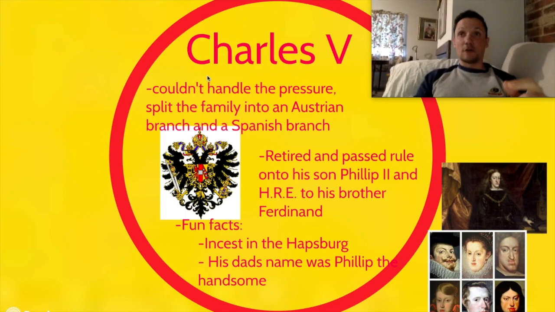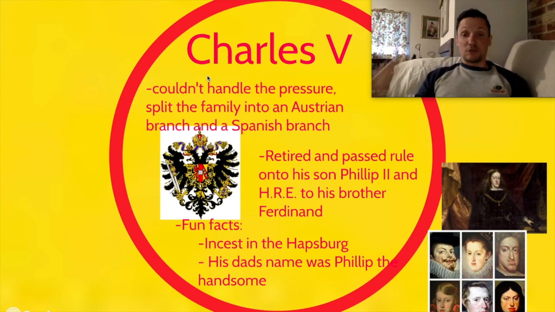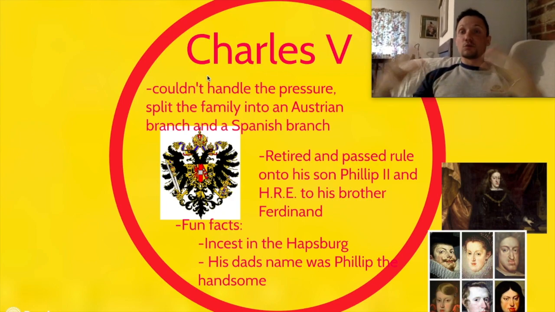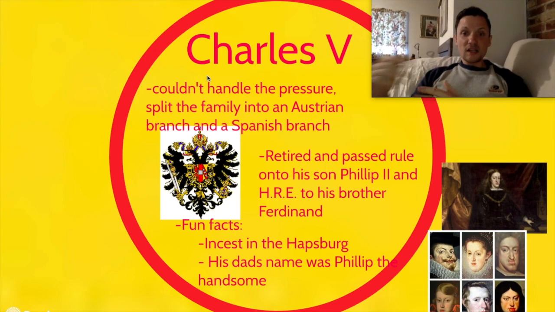Continuing forward with him, though, later on, he was crowned Holy Roman Emperor at the age of 19, right? He's going to get married, he's going to have 3 kids, 2 daughters and a boy, but he decides he can't handle the pressure of his family ruling over this entire gigantic area, right? So he decides to split his family into 2 branches, the Austrian branch and a Spanish branch. And he retires. He steps off the throne. He abdicates. And he gives it to his son, Philip II, and the Holy Roman Empire to his brother, Ferdinand.